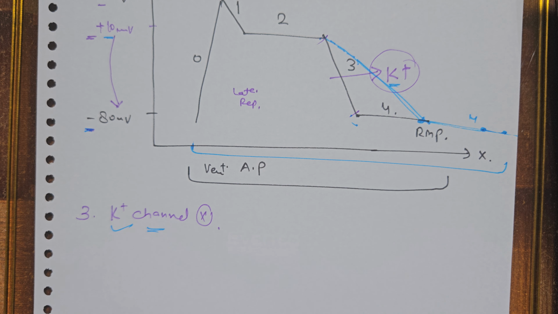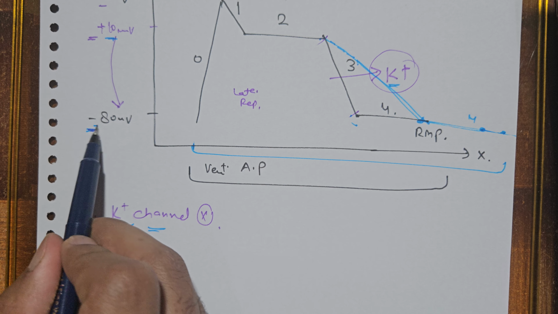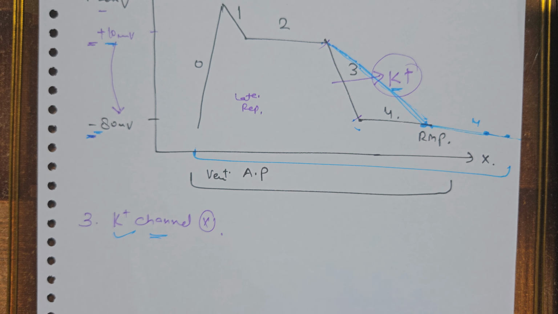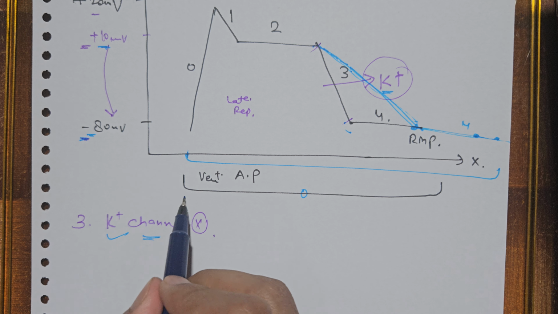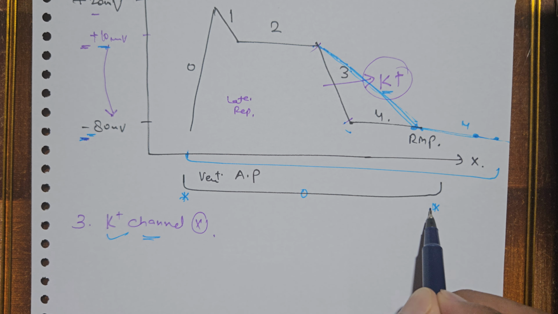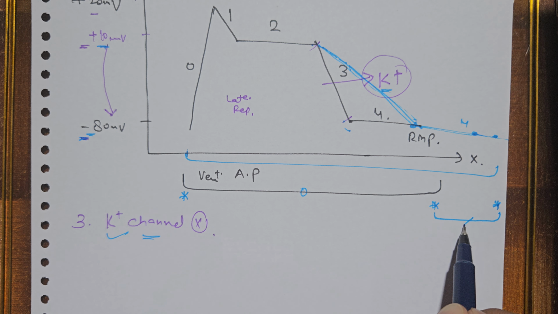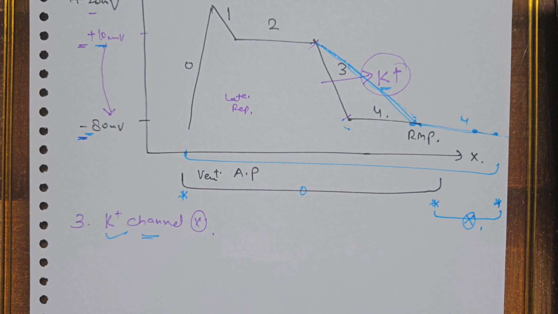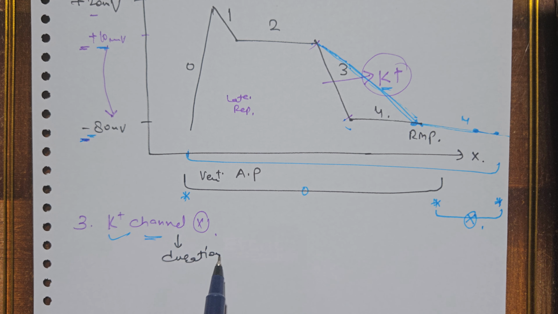Because of the potassium channel blockers, potassium is not leaving the cell, so this plus becomes minus 80 very slowly, like this. Is that clear? Now you see, this was the initial action potential duration from here to here. Now the action potential ends here. That means the duration of action potential increased by this. So we can say that if we block potassium channels, duration of action potential will increase.